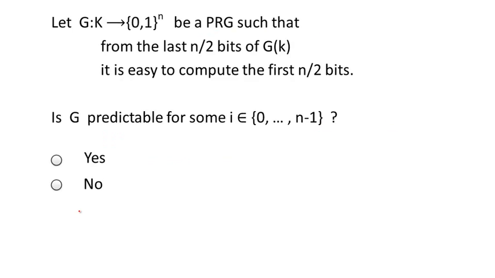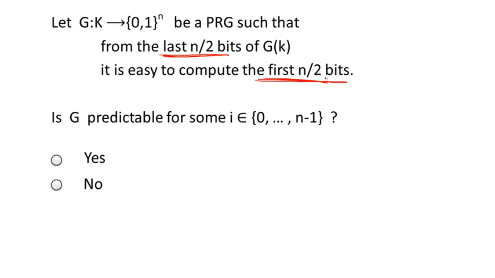Let me ask you the following question. Suppose I give you a generator, and I tell you that given the last n bits of the output, it's easy to compute the first n bits of the output. That's the opposite of predictability, right? Predictability meant given the first bits, you can produce the next bits. Here, given the last bits, you can produce the first ones. My question to you: does that mean that the generator is predictable? Can you somehow, from this fact, still build a predictor for this generator?